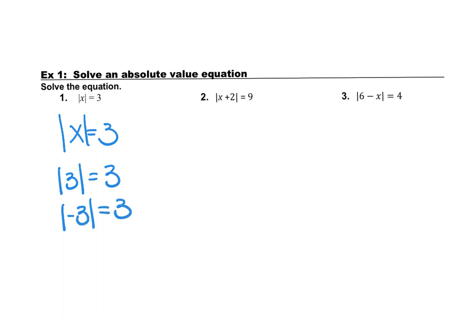So for these absolute value equations, we're going to end up with two solutions. One that is going to make the statement in the absolute value symbol be positive, and one that is going to make it negative. So in this case, we're going to say that x is equal to 3 and x is equal to negative 3. So there are two answers here.